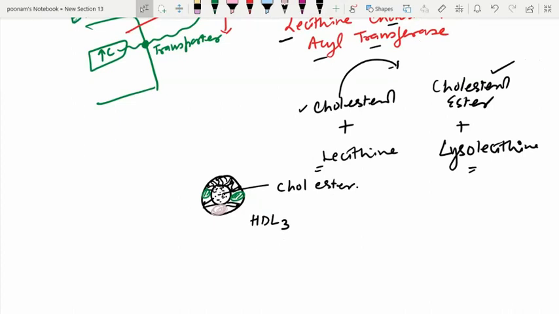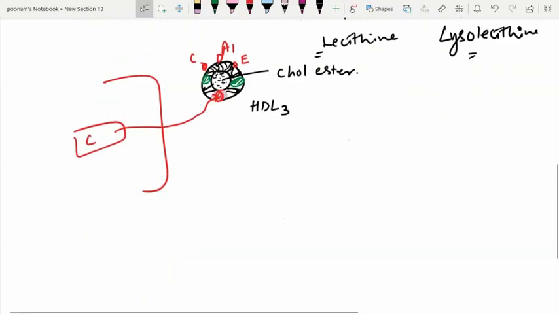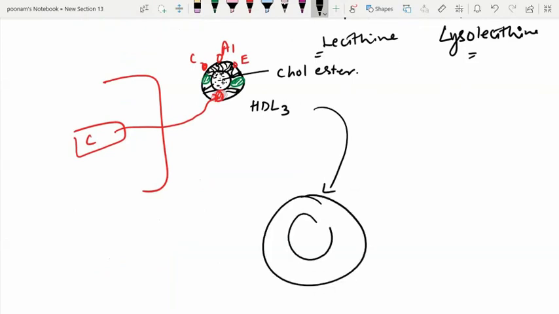Now this HDL3, because it has the lacuna, and of course all the apoproteins ApoA1, C and D, it already has. So this lacuna again accommodates cholesterol from the extrahepatic cell, and that new cholesterol is again converted by LCAT action to cholesterol ester and moves into the core. This process of LCAT action and movement of cholesterol in the form of cholesterol ester within the core of the HDL particle continues for a long time, and this converts the HDL3 particle into a bigger particle which is now called HDL2.